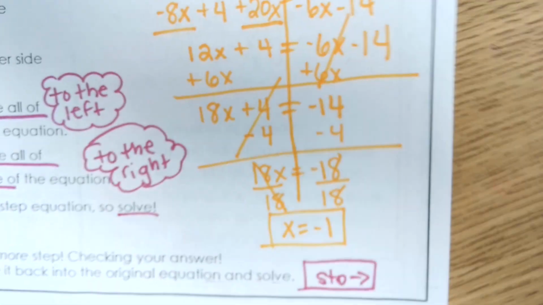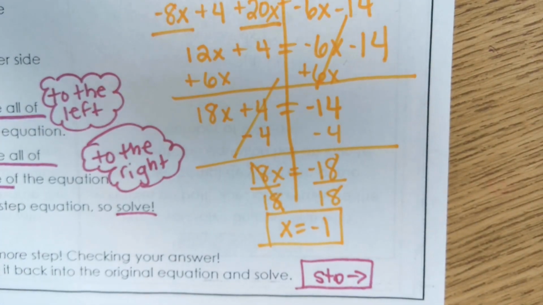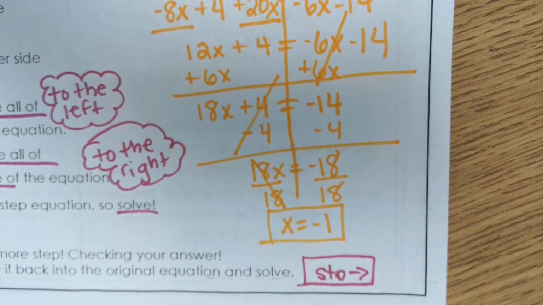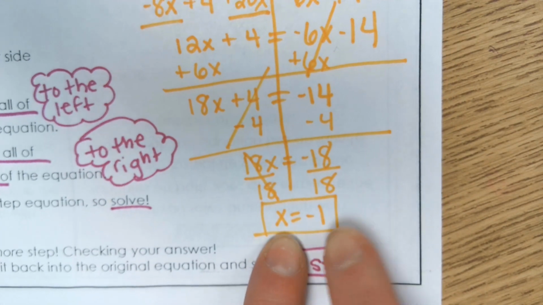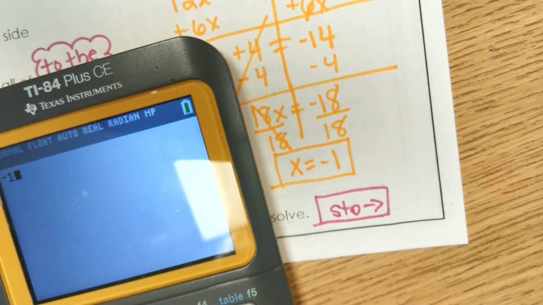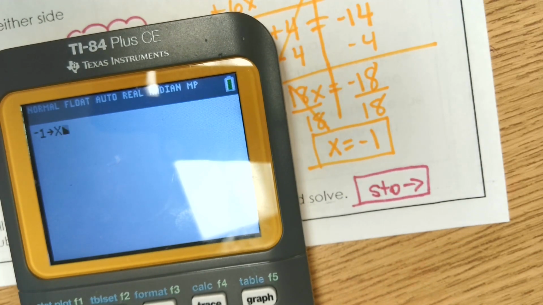Okay, so we've gotten our answer, but we still need to check our work. So we are going to use the store button. I want everybody to do this. So y'all follow along. We're going to do -1, store for x. I'm going to come around and check y'all's calculators to make sure you're doing it. -1, store x. Store is the one right above on. Push enter.